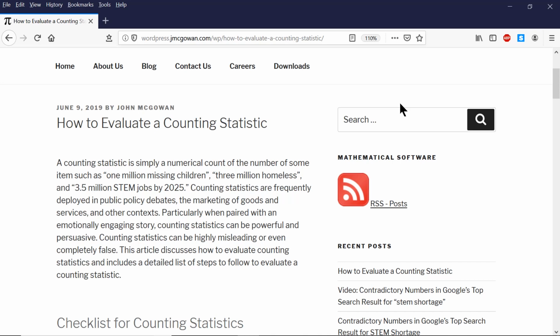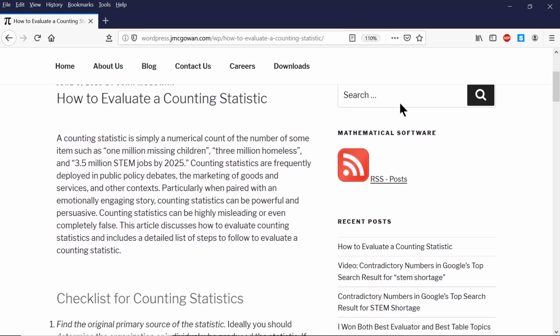So they're very common. Counting statistics can be highly misleading and just completely false. They can be just made up guesses or numbers that are widely quoted, and actually when you try to dig into what they are, there's no real basis for them. They can also be completely accurate. So in this article I'm going to talk about 10 steps that you should follow to evaluate a counting statistic if you encounter one, and it matters to you, and that's one of the issues.